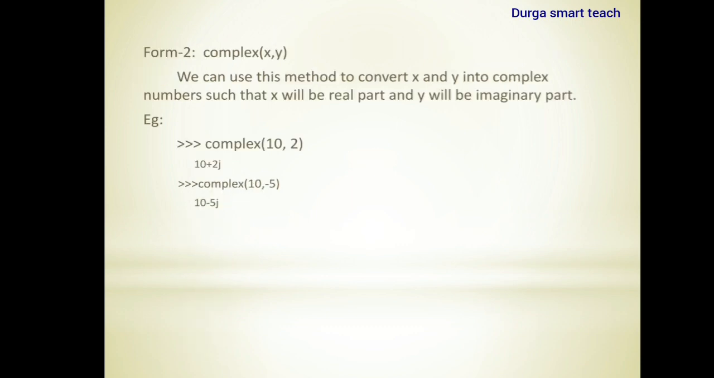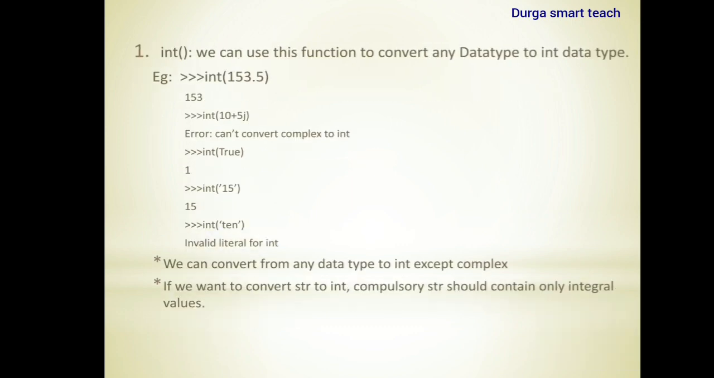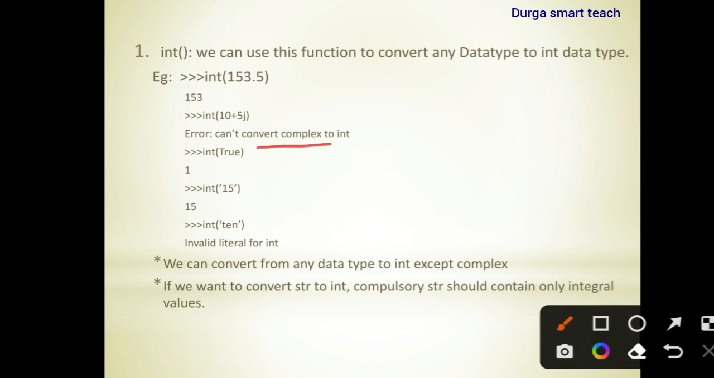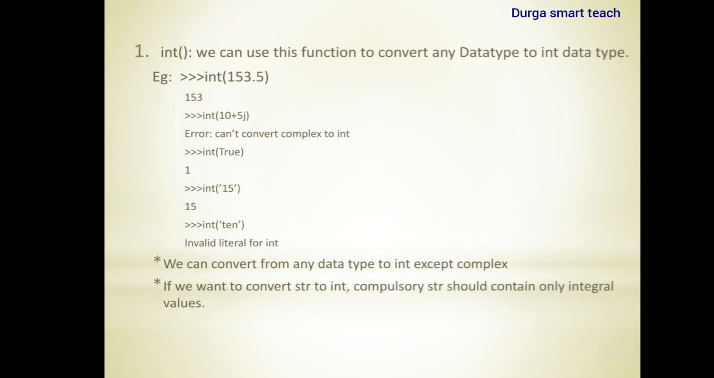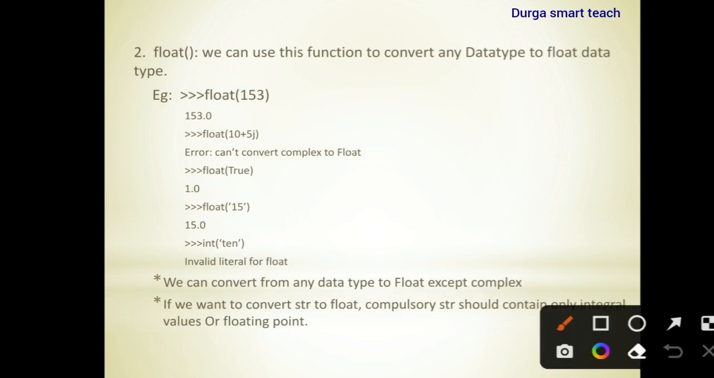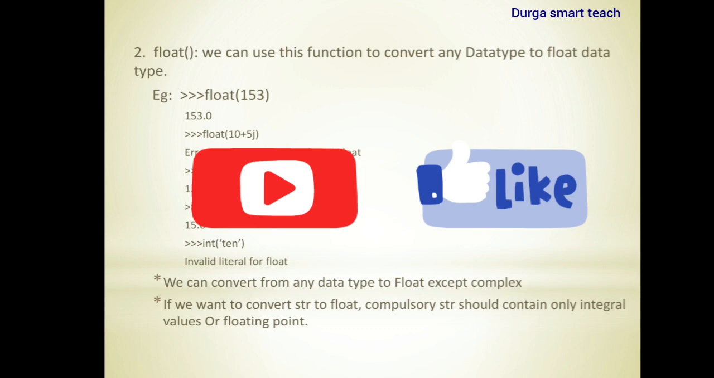You need to remember two things here. A complex number cannot be converted to int as well as float. And if you want to convert a string to int, compulsorily the string should contain integral values, and if you want to convert it to float, compulsorily the string should contain integral values or floating point values. You need to remember these two things while converting any data type to any other data type.